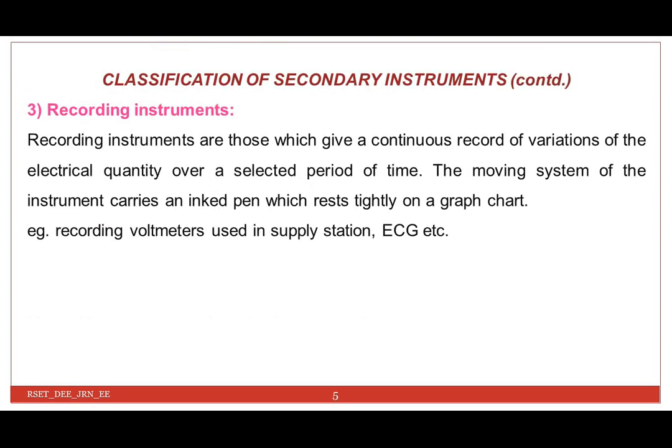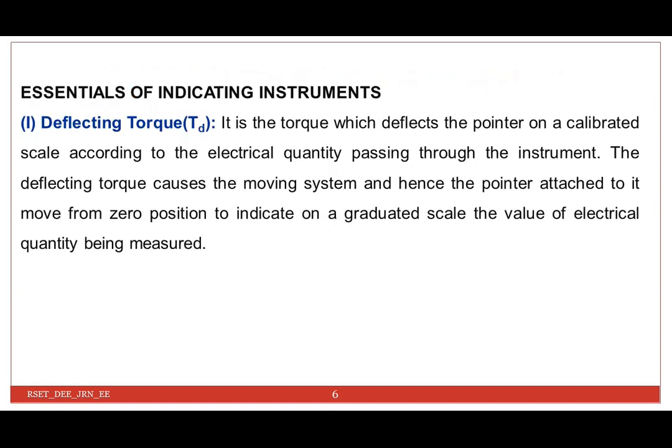Now the third one, recording instruments, are those which give a continuous record of variations of the electrical quantity over a specified period of time. Time factor is also taken into consideration. The moving system of the instrument carries an inked pen which rests tightly on a graph sheet. Typical example is ECG, and you can find recording voltmeters in power stations which monitor the voltage. In this syllabus, we won't be studying recording instruments in detail, but you will be studying them in higher classes.